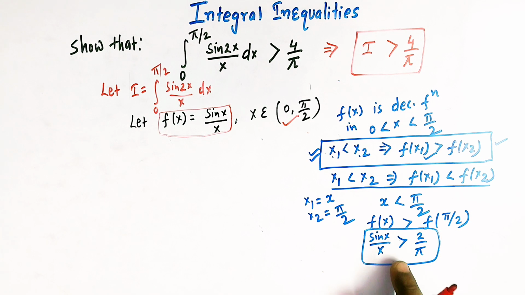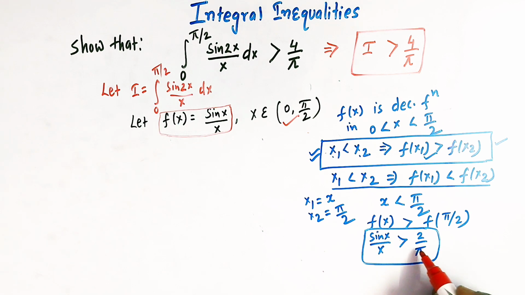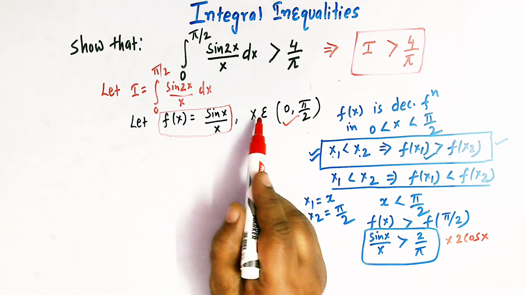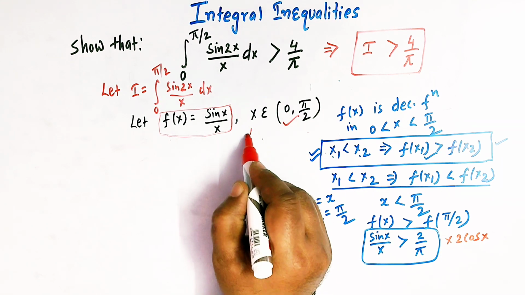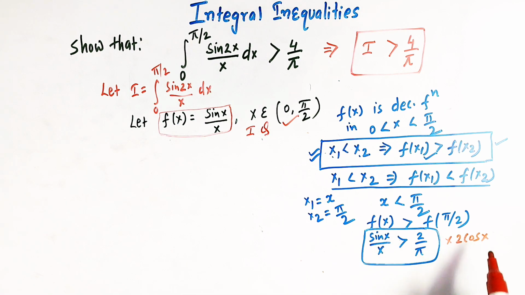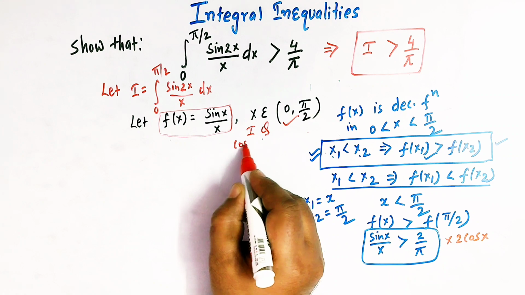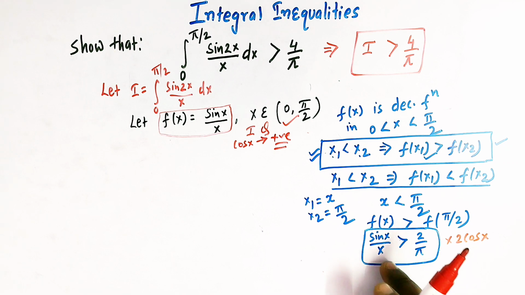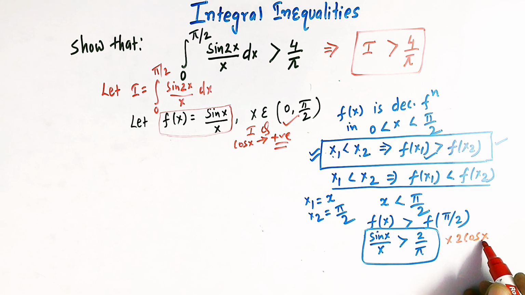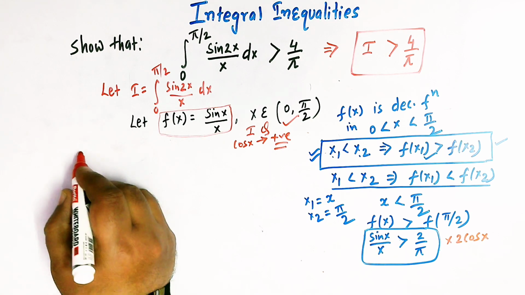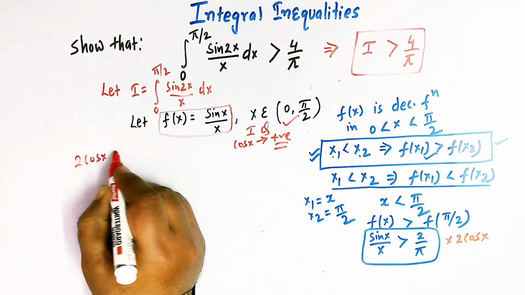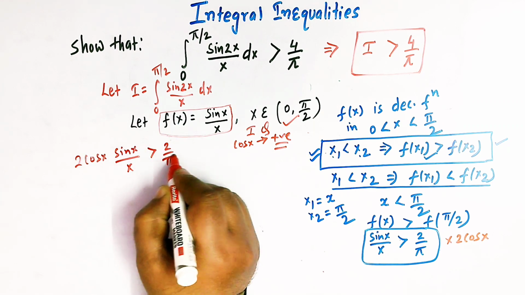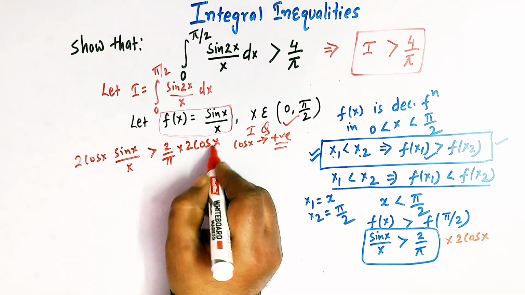So now let us multiply this inequality throughout by 2 cos x, right? Since x belongs to 0 to pi by 2, it means we are in the first quadrant. So in the first quadrant, cosine x is positive. So there is no harm in multiplying both sides of this inequality by 2 times cosine x, right? So what we will get, we'll get 2 cos x, then here we have sine x over x, and here we have 2 over pi times 2 cos x, right?